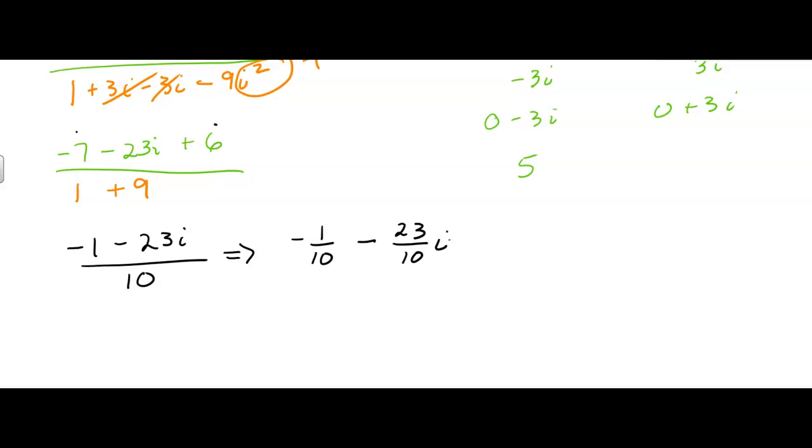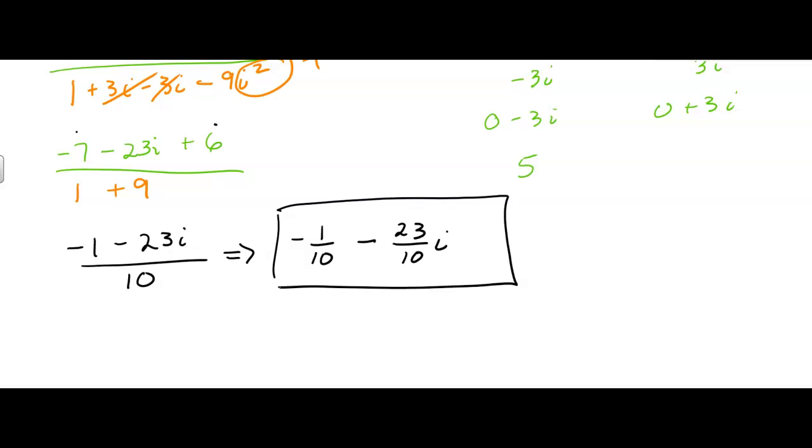Now, those are fractions. Those are real numbers. That's okay. A is negative 1/10, real number, no problem. B is negative 23 over 10, real number, no problem. This is in a plus bi form. This is good to go. I just made that problem up, so.